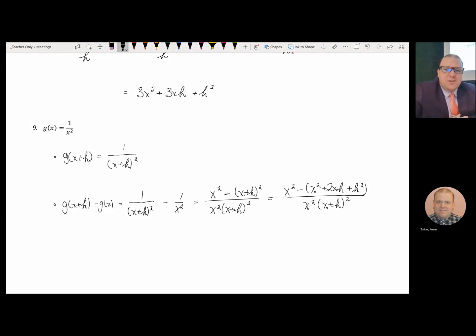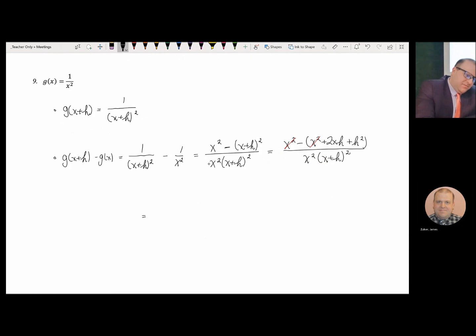And start by expanding out the x plus h squared. X squared minus x squared, that's 0. Left with negative 2xh minus h squared over x squared times x plus h quantity squared. And purely optional, purely for aesthetics, factor a negative out.